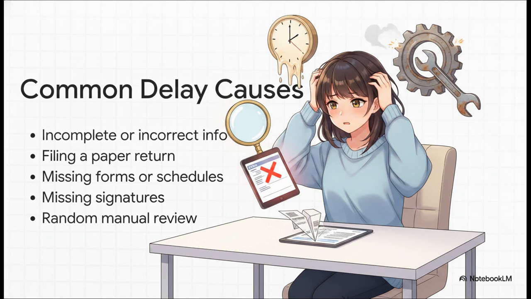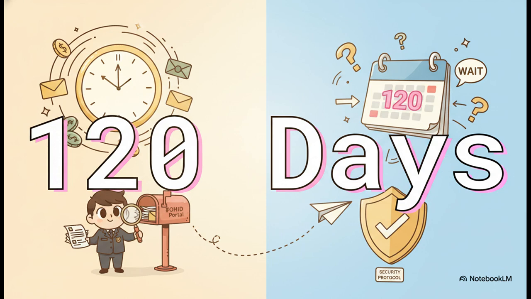Also, some returns just get randomly selected for manual review to prevent fraud. It doesn't mean you did anything wrong, but it does add some processing time. Now, if you log in and see that your return has been selected for manual review, the Department of Taxation has a very specific golden rule.